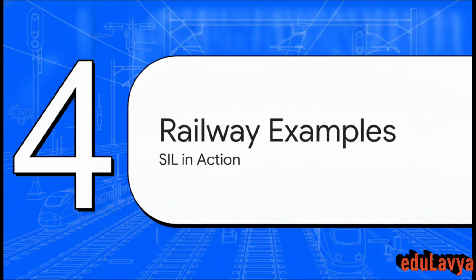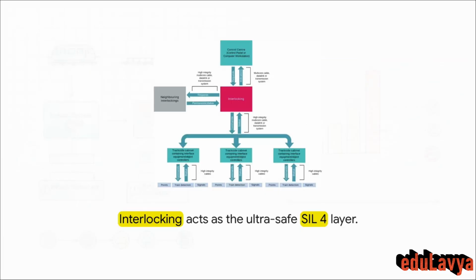Let's jump into Section 4, Railway Examples, SIL in Action. Let's ground all this theory in reality by looking at a physical rail network. The perfect example of SIL 4 in action is the interlocking system. You can think of the interlocking as the brain on the tracks, because it directly controls physical objects like the points that switch trains between tracks and the signals that tell drivers to stop or go. It acts as the ultimate safety layer against collisions.